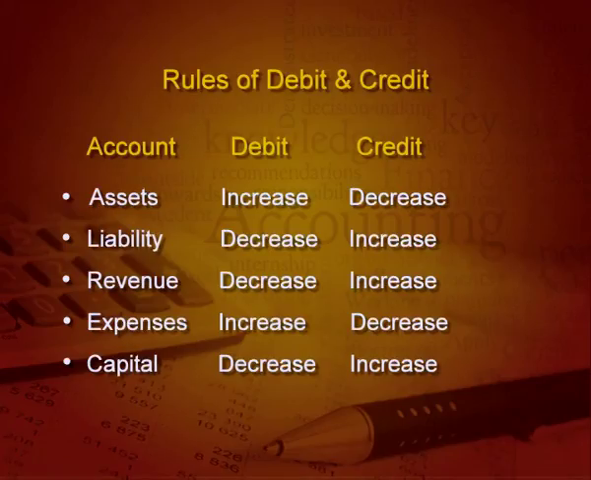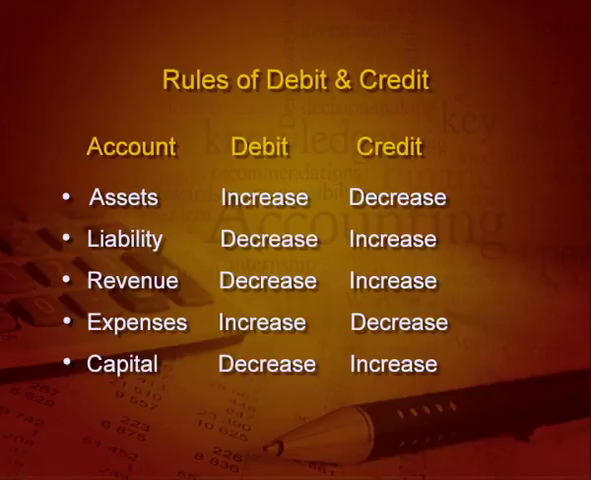Now, let us understand the rules of debit and credit. There are 5 rules. First, assets. If it increases, it will be debited. If it decreases, it will be credited. Liabilities, opposite. If it increases, it will be credited. If it decreases, it will be debited. Revenue, sales: increase when credited, decrease when debited.